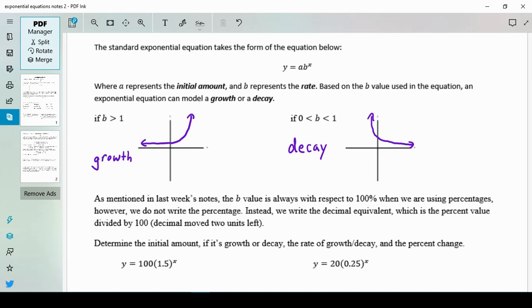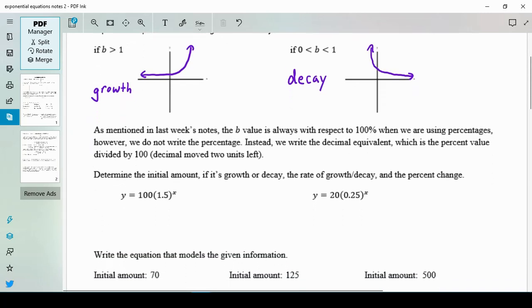The next thing is just a little recall back to what we were talking about last week. The b value is always with respect to 100% when we're talking about percentages, but we don't actually write that percentage. Instead, we convert that percentage into a decimal equivalent, which just means that you move your decimal 2 units to the left. So we're going to take a look at a few examples, describe both their growth or decay, and then talk about the b value as well as the percent change.